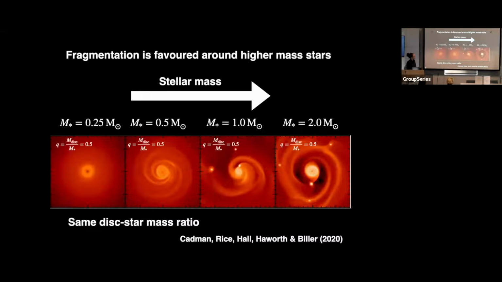What's interesting is that work led by PhD student James Cadman at the University of Edinburgh showed that fragmentation was actually favored around higher mass stars. So what he did was he ran a series of simulations, and I'm just drawing your attention here to the disk to star mass ratio. Look, it's the same in all cases, yeah? 0.5. So in all cases, the disk is 50% of the host star mass. But what we did was we increased the host star mass, okay? But the disk to star mass ratio remains the same.